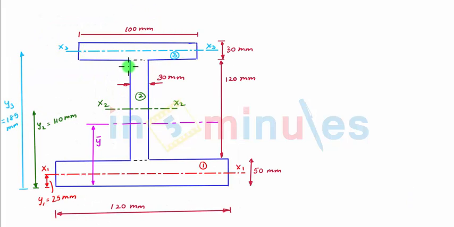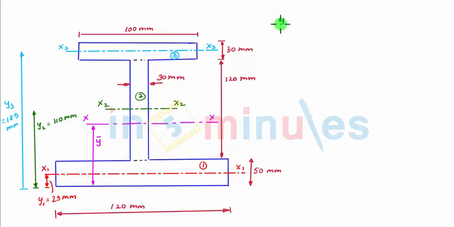Figure shows the enlarged view of your I section. For convenience, we have divided the I section into three parts. A rectangle of 120 mm into 50 mm as part 1, a rectangle of 30 mm width and 120 mm depth as part 2, a rectangle of 100 mm width and 30 mm depth as part 3, and x1, x1, x2, x2 and x3, x3 are the respective centroidal axes of the three parts, and y1, y2 and y3 are the corresponding distances of centroidal axis of each of the sections from the bottom layer, whose values are given as shown in the figure. Now let xx be the centroidal axis of the total I section and its distance from the bottom layer be denoted as y bar.